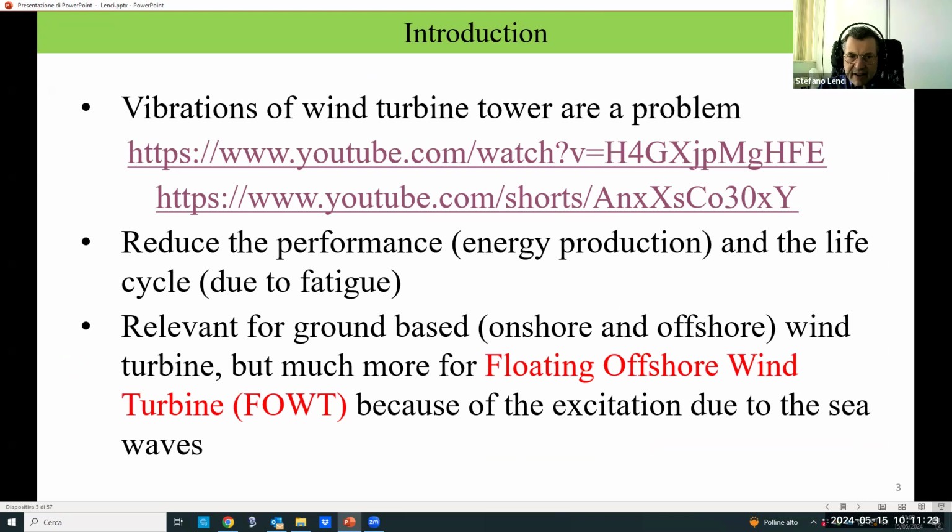And this is relevant for both ground-based onshore and offshore wind turbines, but also for floating offshore wind turbines because of the excitation due to the sea waves. So it is just a matter of the system, not whether it is on ground or offshore.